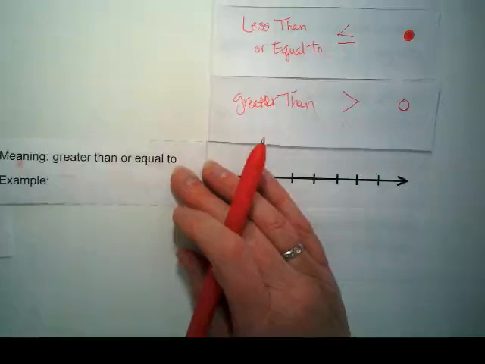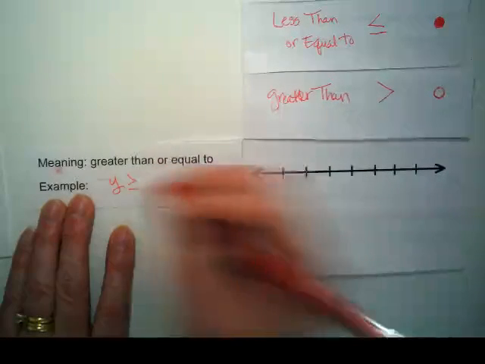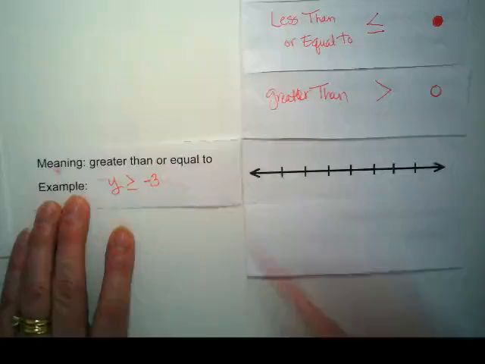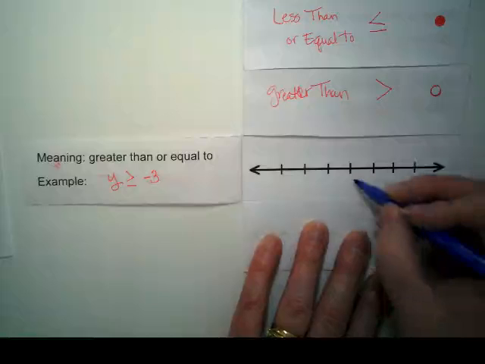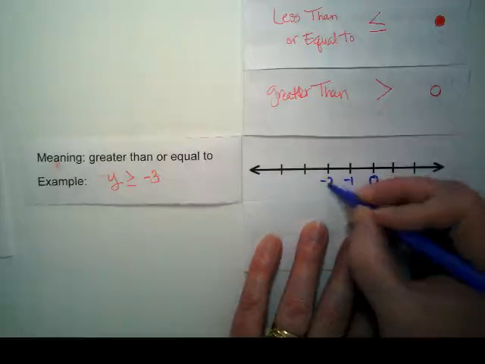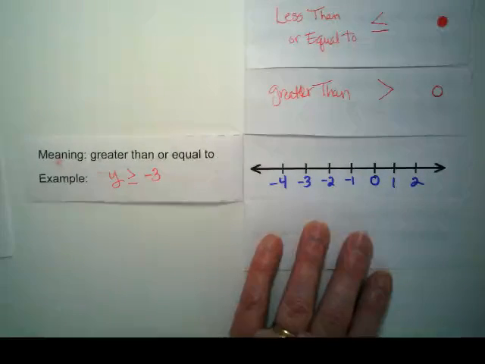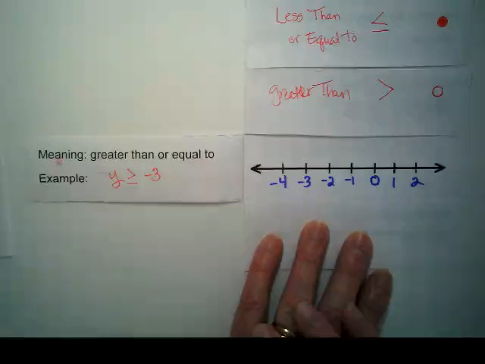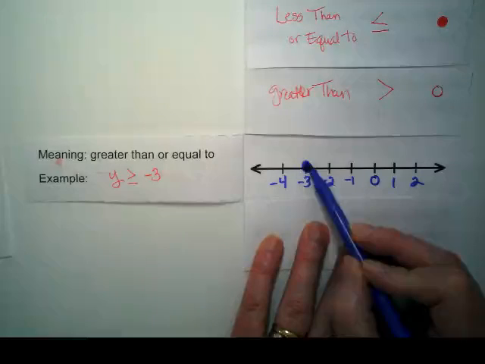Okay, example that we're going to do. y is greater than or equal to negative 3. I'm going to put my 0 here. And then I have to circle what number? And am I filling in the circle? Yes. And then the arrow is going to go to the right.